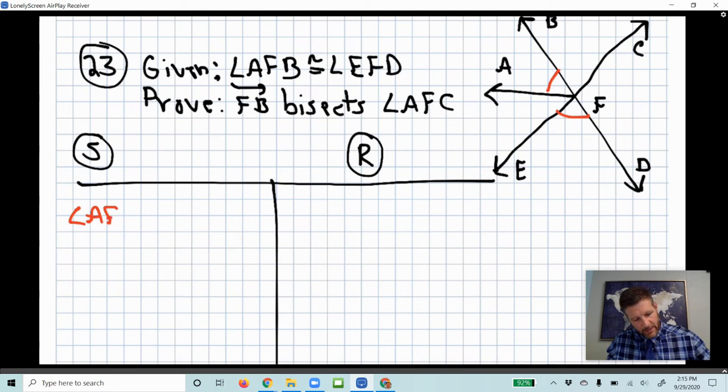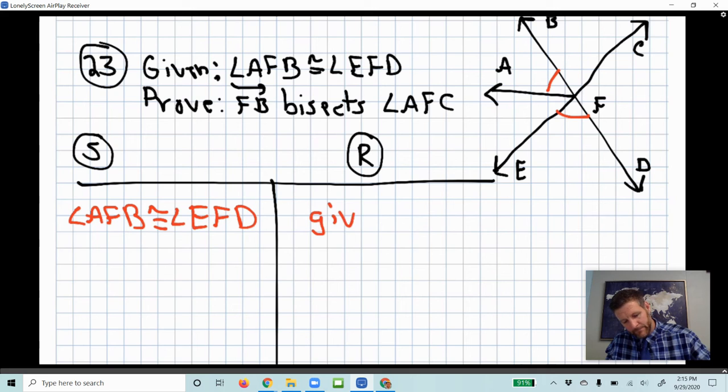Angle AFB is congruent to angle EFD. And this is why I always tell people on proofs, you never have an excuse for getting a 0 on a proof because you can at least always write the given. Boom, we did that. Okay, so now we know these are congruent, and somehow we have to prove that this angle is congruent to this angle.